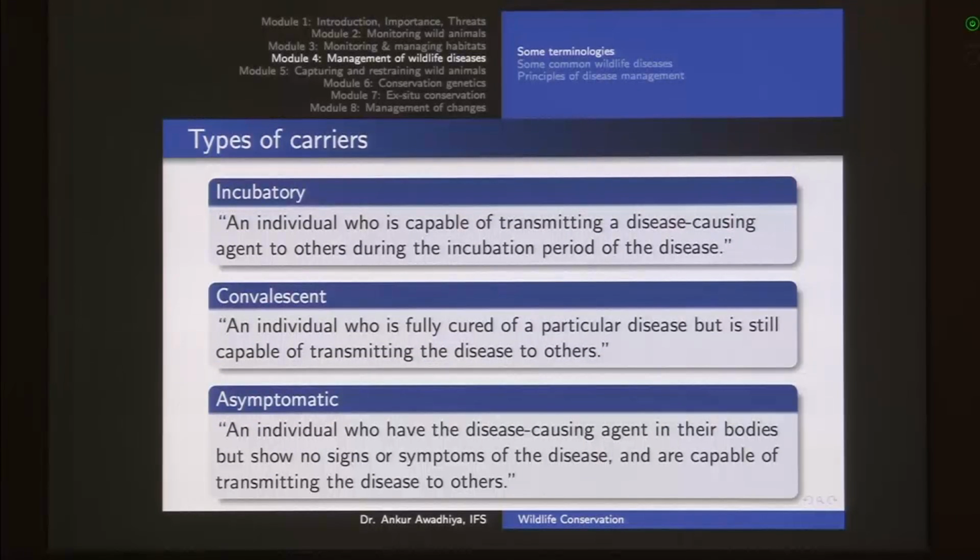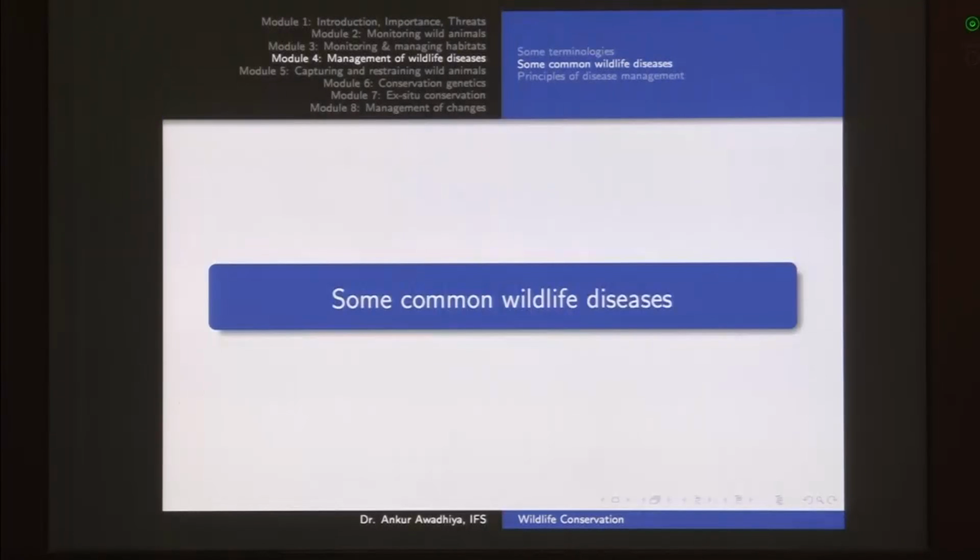Now in the case of carriers, we differentiated between incubatory carriers. These are animals that have just received this disease, and this disease has not progressed to a stage that it would start showing the symptoms. Convalescent carriers, in which these animals had their bout of disease, now they are recovering, but they are still capable of transmitting this disease to another animal. Asymptomatic carriers, in which these animals are having this disease within them, but their immune system is strong enough to not show the symptoms, but then they are still transmitting it to others.